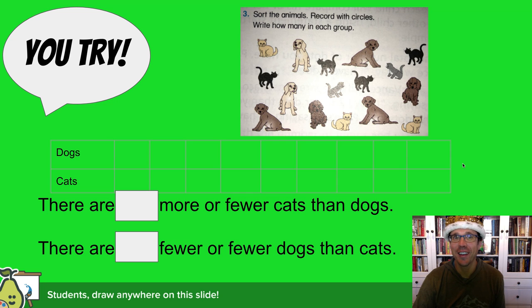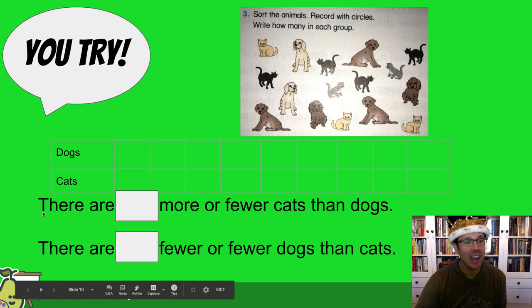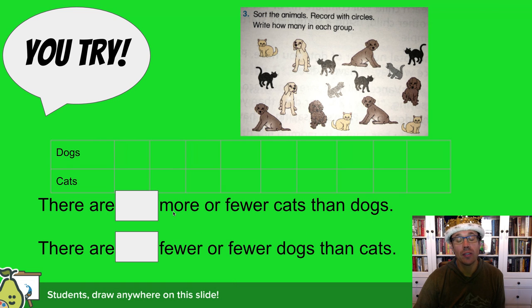Oh, I went the other way, didn't I? Data. And then as you write in here, it says there are blank more or fewer cats than dogs. So then you have to decide, are there so many more cats than dogs, or are there so many fewer cats than dogs? Okay, so you'll just circle those and write how many more or less. Okay, have some fun with it, and then I'll see you on the next slide to check your thinking.